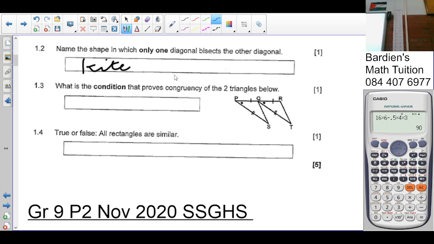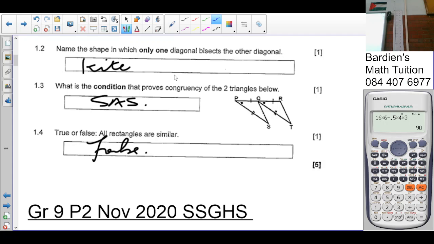Side, angle, side. Is a yes. That's yes. True or false? All rectangles are similar. False. How can it be all similar? What is similarity? What does similar mean? They have the same shape, but not necessarily the same size.